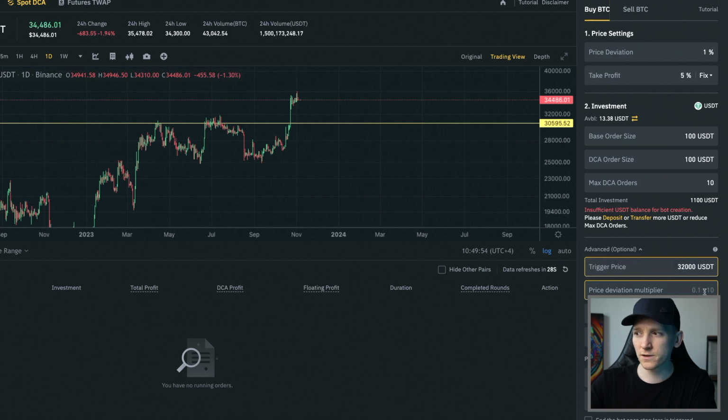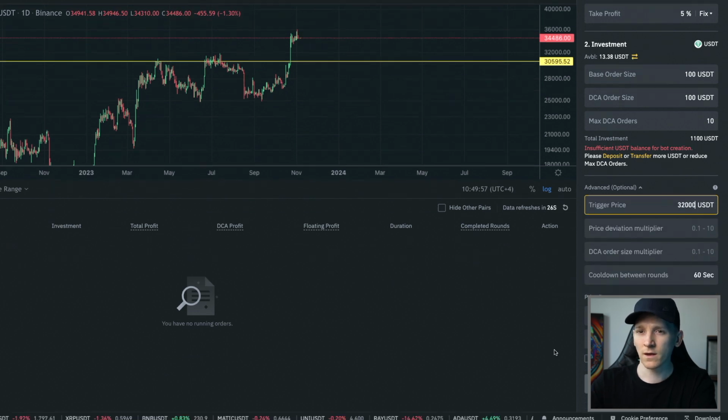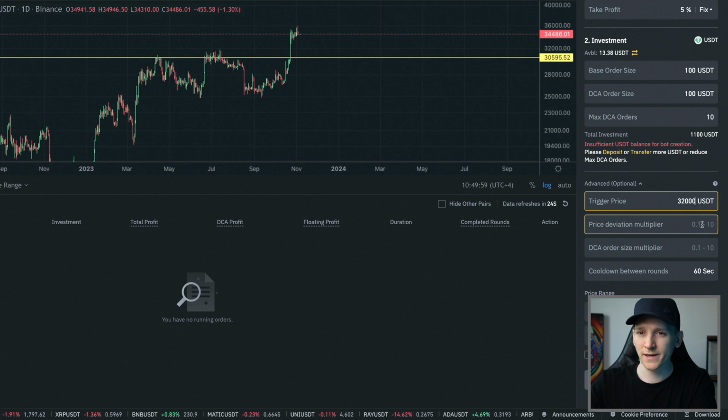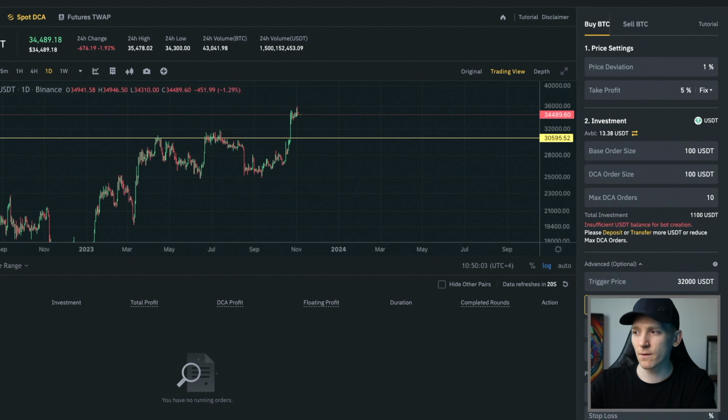Now, price deviation multiplier, I would keep this as nothing. You can just see that above my head. I wouldn't change this. It's set to default as 1. If you change this deviation number, it starts getting crazy, and then the percentages get out of whack. So I just leave that out.